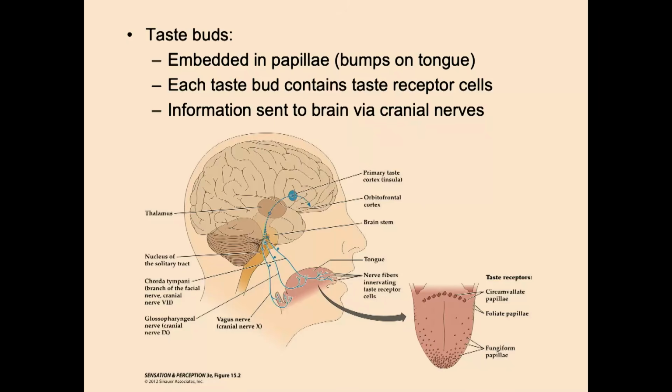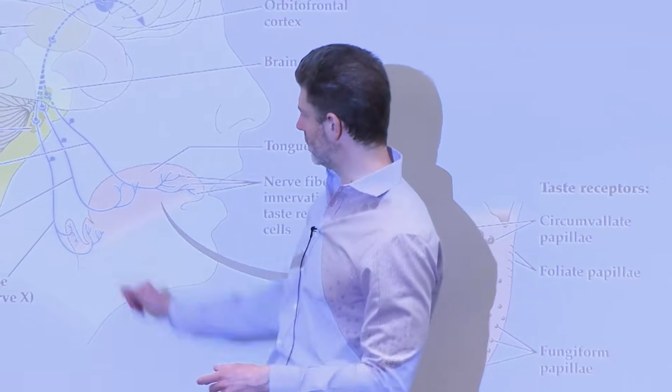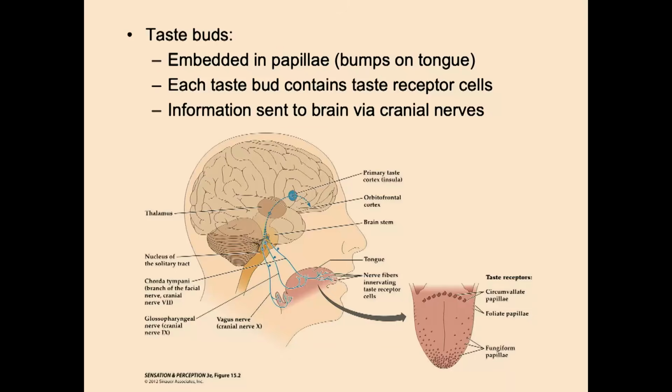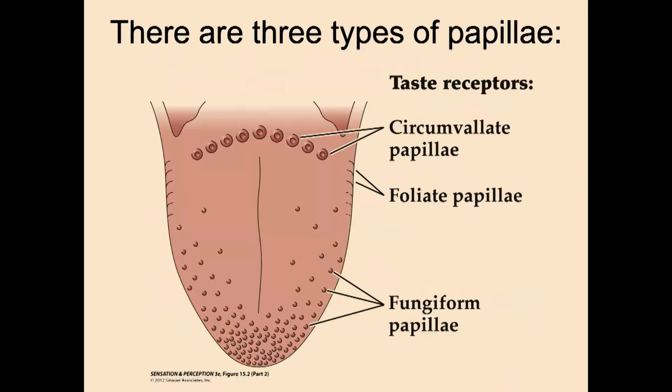All right, so taste buds are embedded in papillae. These are bumps on your tongue. Each taste bud contains taste receptor cells. Information is sent to your brain via the cranial nerves. All right, that's the tongue. All these nerves go up to your brain. Receptors are all over your tongue. Okay, so a picture that shows some of those taste buds.